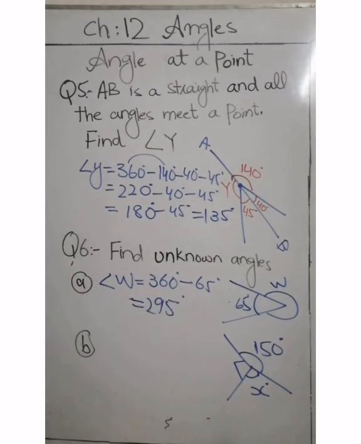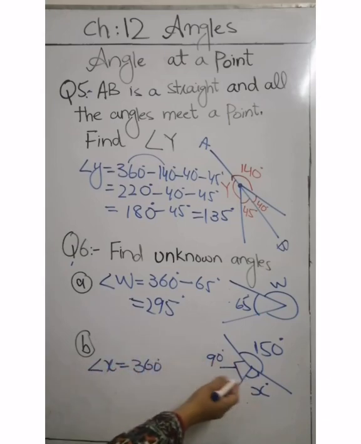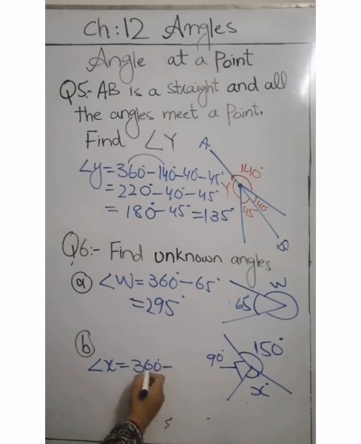Now we have part B. We have three angles at a point. One is a box. Box means 90 degrees. One angle is X and one is 150 degrees. Now how do we find X? We find angle X by subtracting 90 and 150 from 360 degrees.